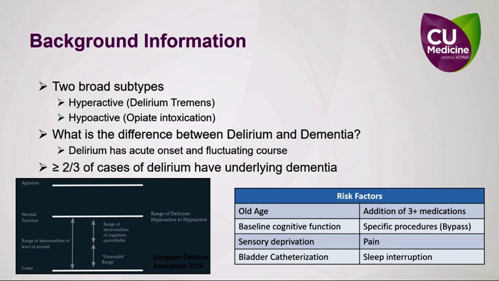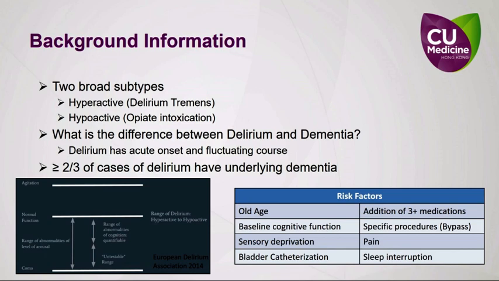In general, symptomatic pharmacologic treatment is not used in hypoactive delirium. Delirium develops over a short period of time, usually hours to days, and tends to fluctuate during the course of the day, whereas dementia is more chronic and consistent in nature. It is fairly common for patients with dementia to develop delirium.